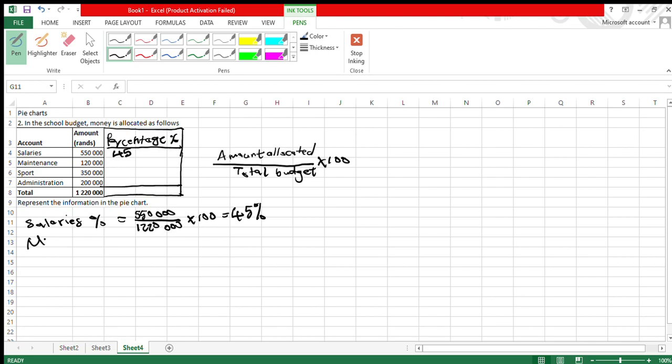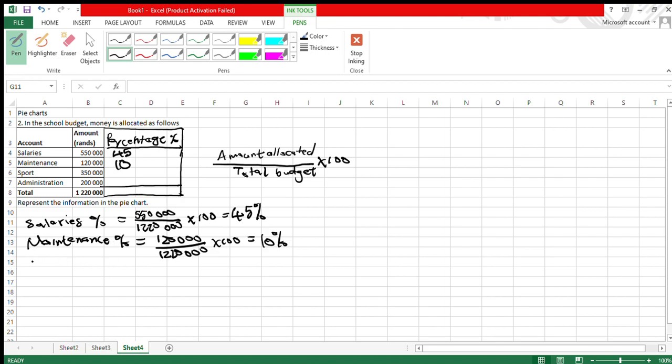Now let's do maintenance in percentage. The budget allocated for maintenance is 120,000 divided by the overall total budget, which is about 1.2 million. Likewise, you're going to multiply by 100, and then let's just punch it in the calculator. Okay, we're coming up with about 10%. Let's also write there 10% for maintenance.